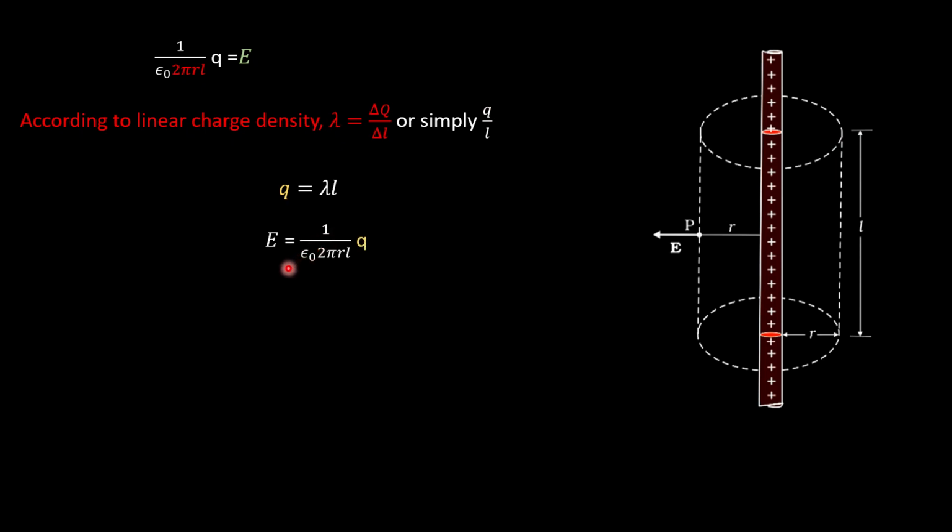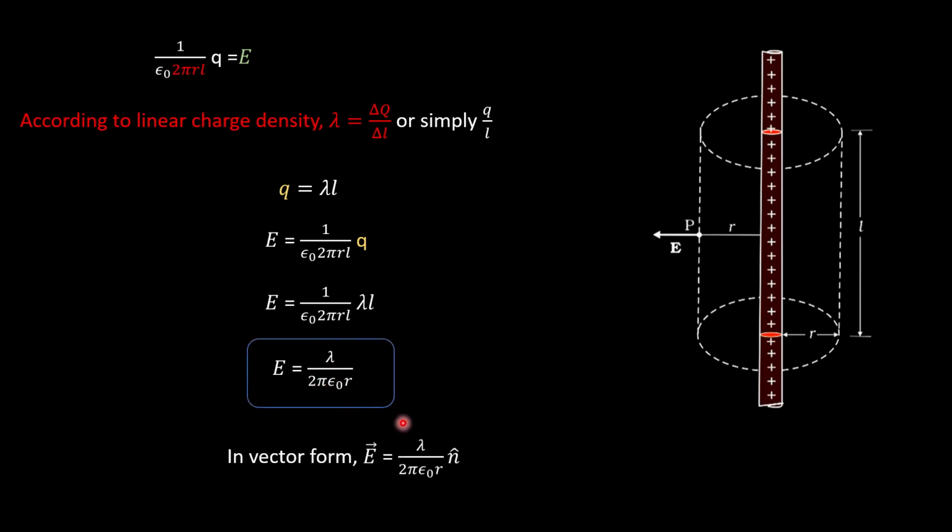Next, we are going to substitute that in place of q. So in place of q, we are going to substitute lambda L. Then L from the numerator and L from the denominator will get cancelled. So we get lambda divided by 2 pi epsilon naught into r. This is the final equation, and we can write that in vector form: E vector is equal to lambda divided by 2 pi epsilon naught into r into n cap. This is the direction of the electric field.